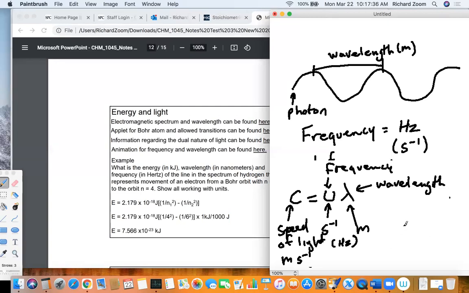Okay. And you can see the relationship between them. You can see that lambda would equal c over nu. So that's an inverse relationship, and that's what I was talking about earlier. As one goes up, the other one goes down. Okay, does anybody have any questions?